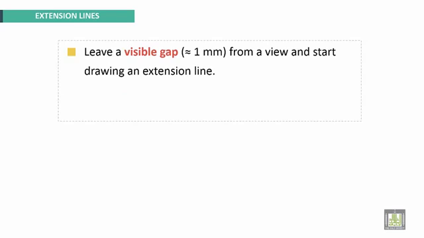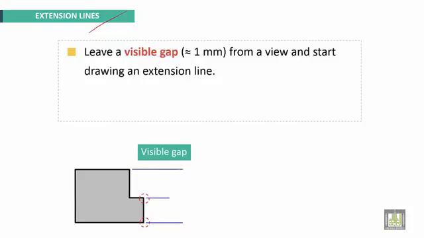Extension lines. Recommended practices for extension lines. Leave a visible gap of about 1 millimeter from a view and start drawing an extension line. Here we have an example. We have to leave a visible gap of about 1 millimeter between this drawing line, the extension line, and the object view.